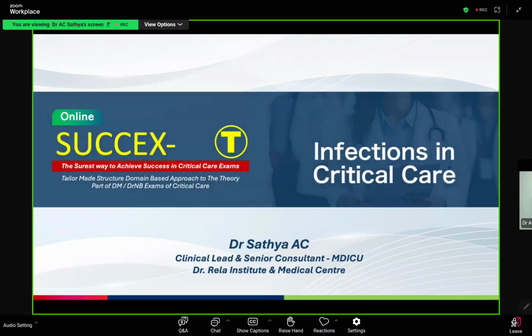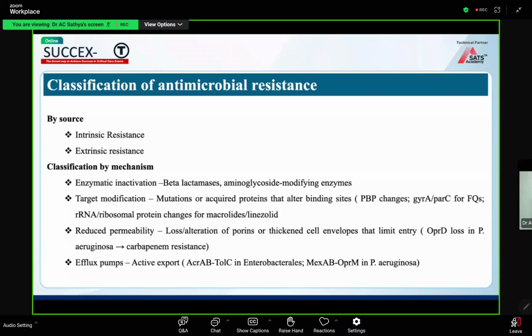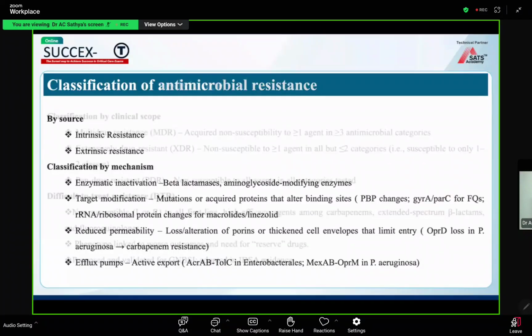Thank you, sir. So the first topic of mine is antimicrobial resistance. We'll be covering GNB and GPC antimicrobial resistance. To understand what resistance is, we should first understand how to classify it. By source, it may be intrinsic resistance of the bacteria or acquired extrinsic resistance. By mechanism, it may be enzyme inactivation, where multiple beta-lactamases and aminoglycoside modifying enzymes are there. Target modification, to which the antibiotic binds, like penicillin binding protein changes, gyrase A changes for fluoroquinolones and the like. And also reduced permeability and efflux pumps, where the bacteria is not allowing the antibiotic to enter the cell, or it's actively transferring the antibiotic outside.